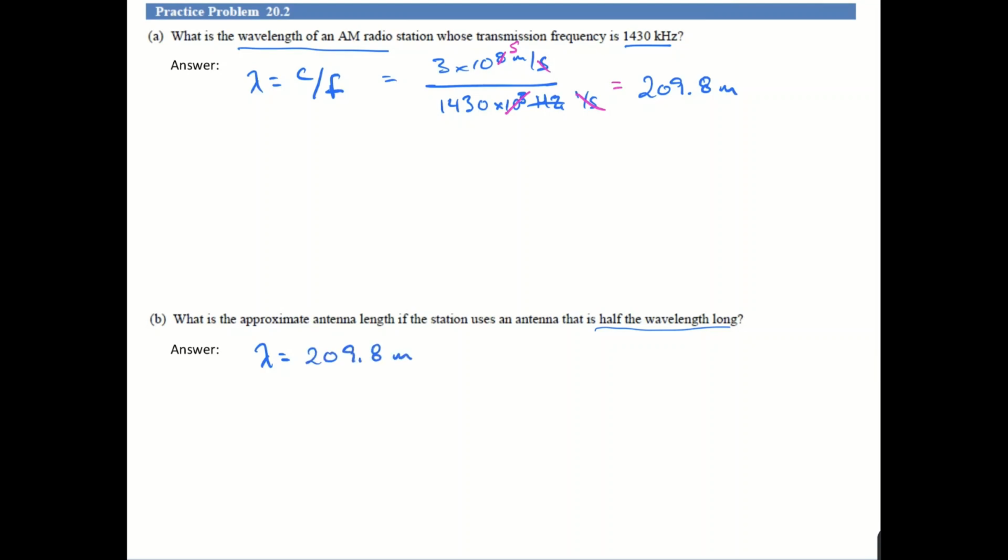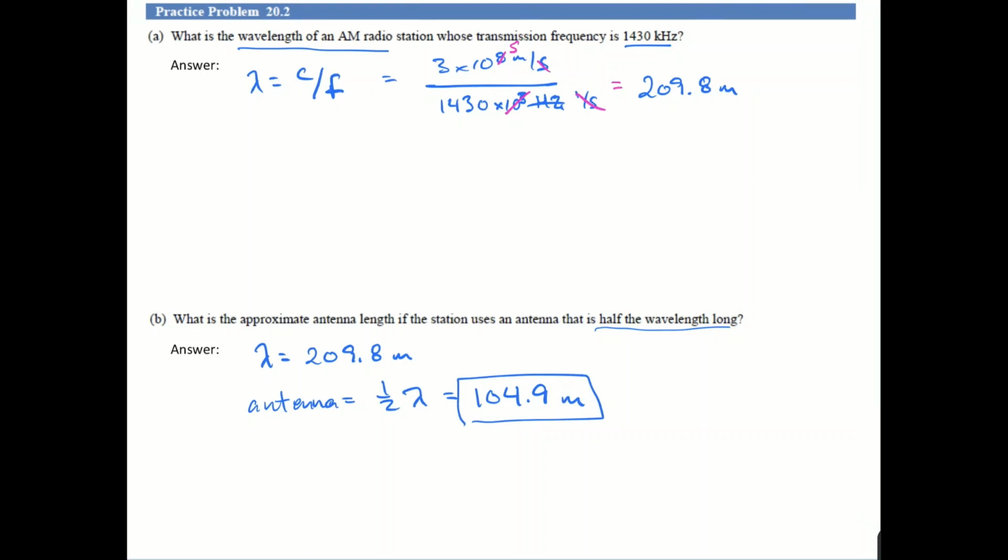Take that 209.8 meters down here to part B, and we know that we need an antenna that's 1/2 times lambda. Do that quick math with your calculator or on your own, and you're going to end up with 104.9 meters. And this is a lot more reasonable when we start thinking about driving up and down the highway, seeing antennas along the roads. That actually seems like something that's feasible. So what I'm going to do now is stop this video, take a break, or roll right into the next video if you want to.